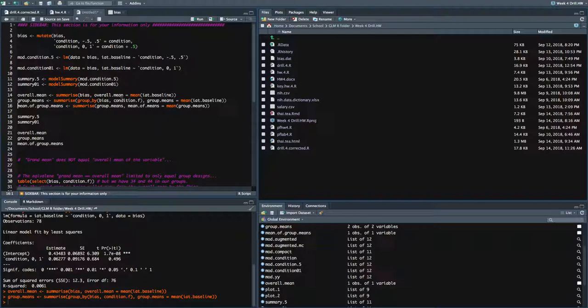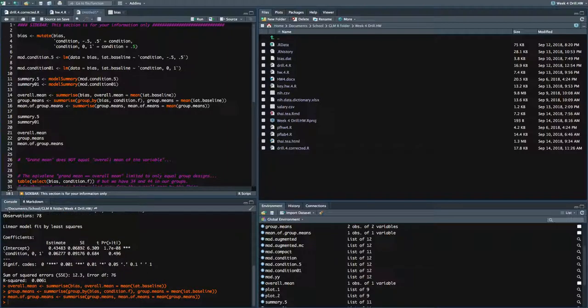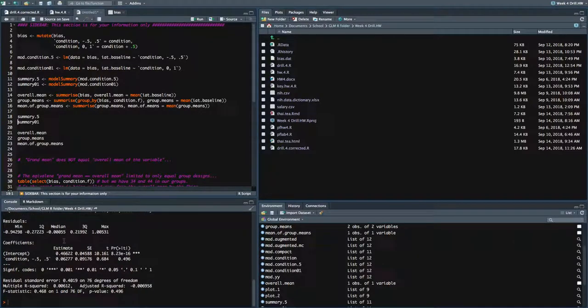And then here, I'm going to take that group means variable that we just created and get the mean of those group means, creating an object called mean of group means, which is just the mean of means from those group means. After I run this line, if I want to see my model summary for the ones coded as 1/2 and -1/2, I can run summary 0.5 and get that summary. Summary 0, 1 will show me the summary for when they're coded as 0 and 1.